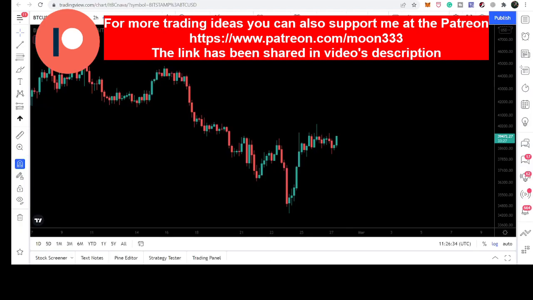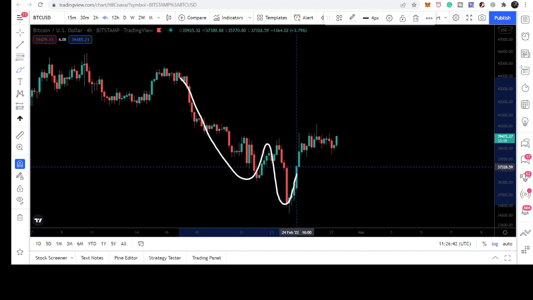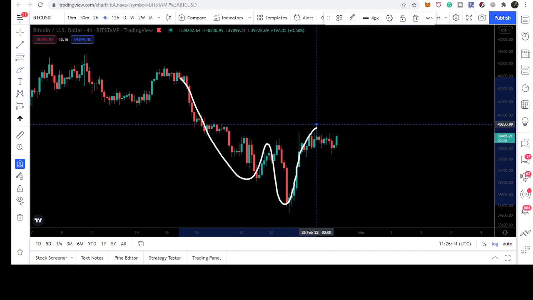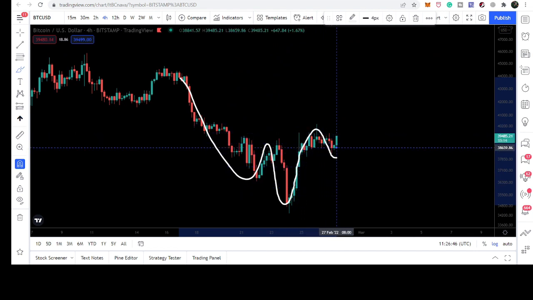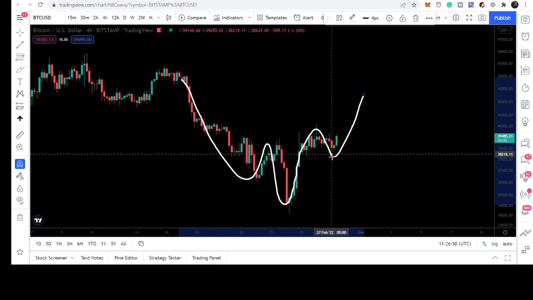First of all, let me show you this inverse head and shoulder pattern that I was showing you in my last video. This was the left shoulder. This was the head of the pattern. And here I was telling you that we may have a drop for the formation of the right shoulder. Now we have a slight drop and the price line dropped to $38,200, and after that we are moving up.